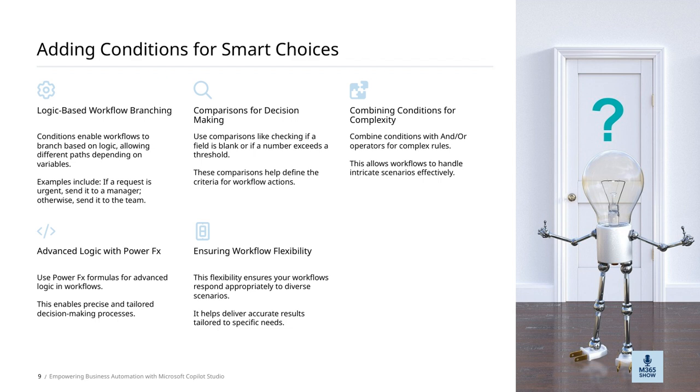Finally, conditions allow workflows to branch based on logic. This means different paths can be taken depending on variable values. For instance, if a request is marked urgent, it can be routed directly to a manager. Otherwise, it might go to the general team. This branching capability makes your automation smarter and more responsive to real-world needs.